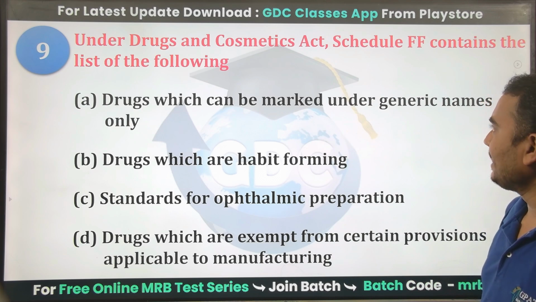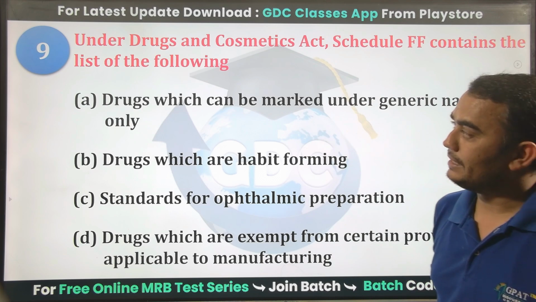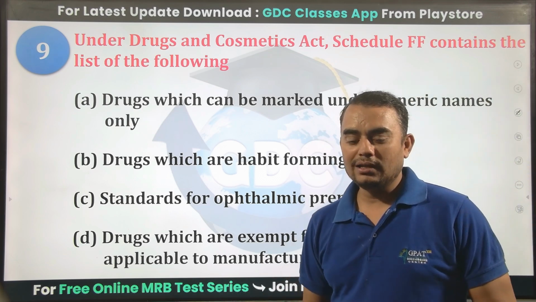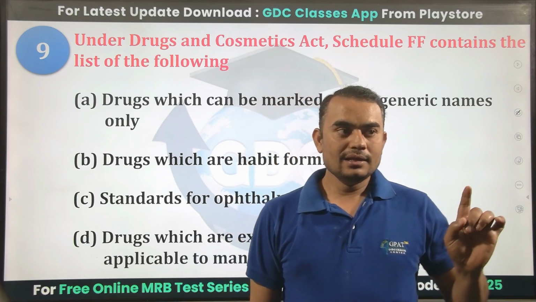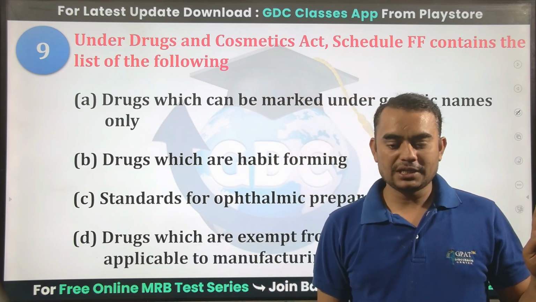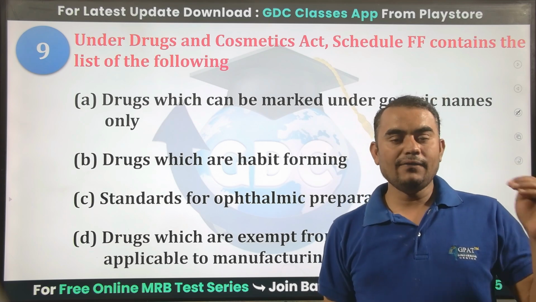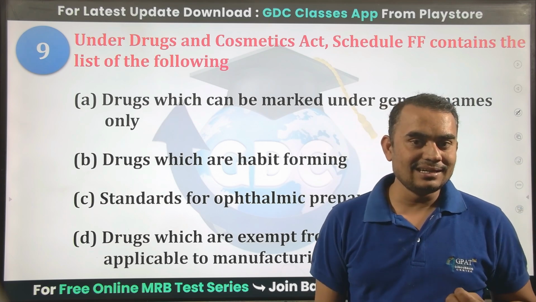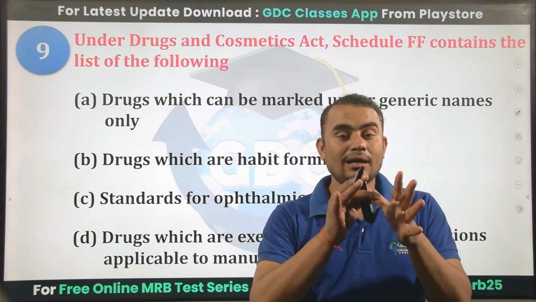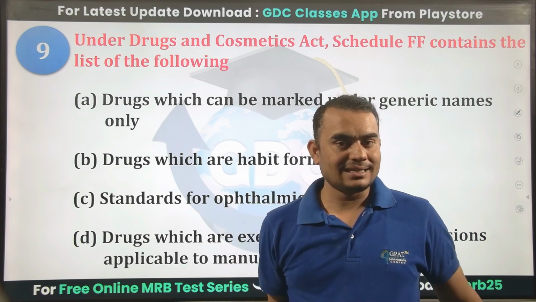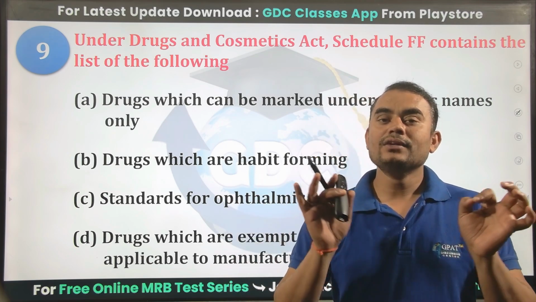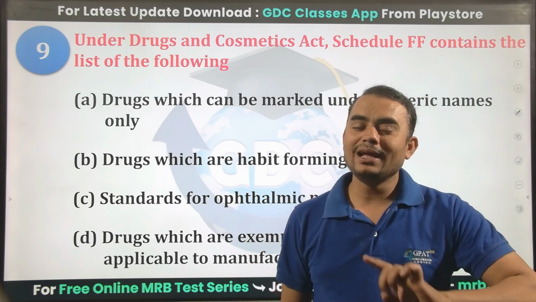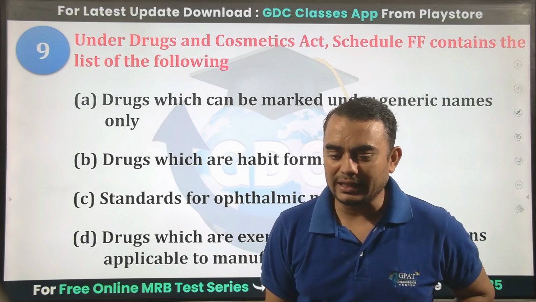Under the Drug and Cosmetic Act, Schedule FF contains the list of the following. First remember all the schedules, very important. Schedule F: biological, blood bank. F1: all the sera and vaccines. F2: surgical dressing. F3: umbilical tapes, while FF comes under ophthalmic preparation.